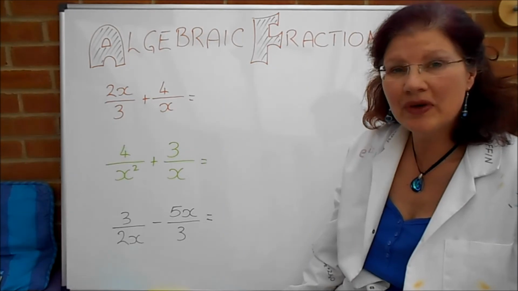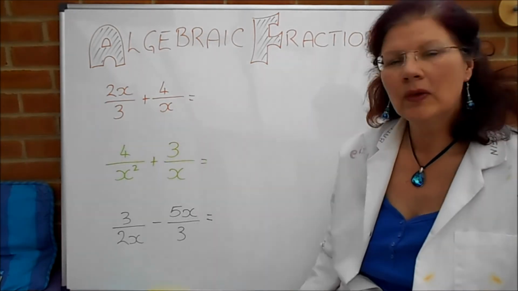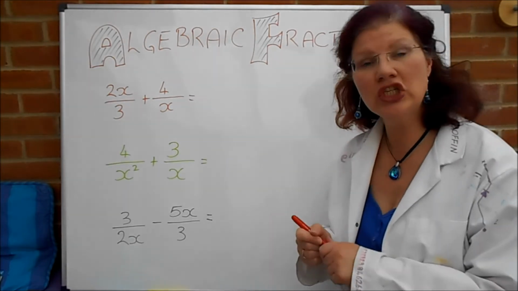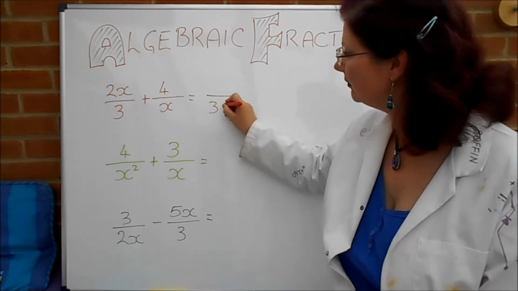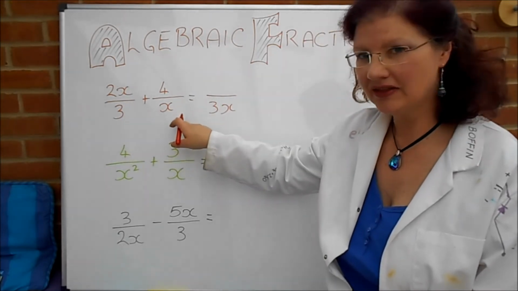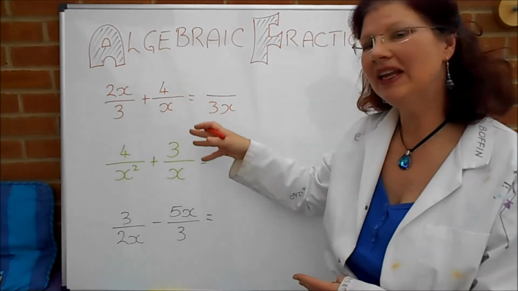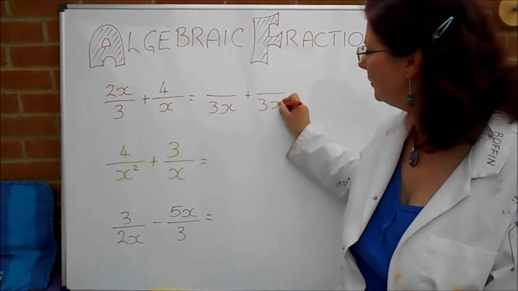Right, here we've got some algebraic fractions that are slightly different but no more difficult. For these two we need to have the same bottom number and we're going to use 3x. We're using 3x because it's 3 times something and it's x times something. In other words, it's in the 3 times table and it's in the x times table. So we're going to use 3x for the new bottom number.